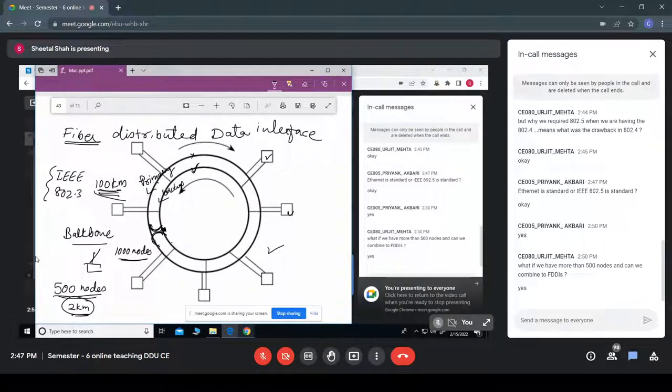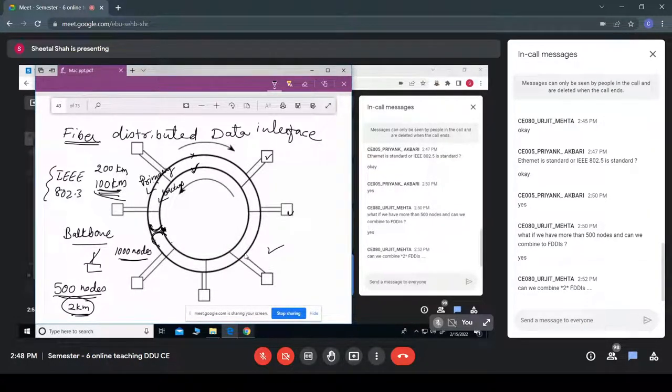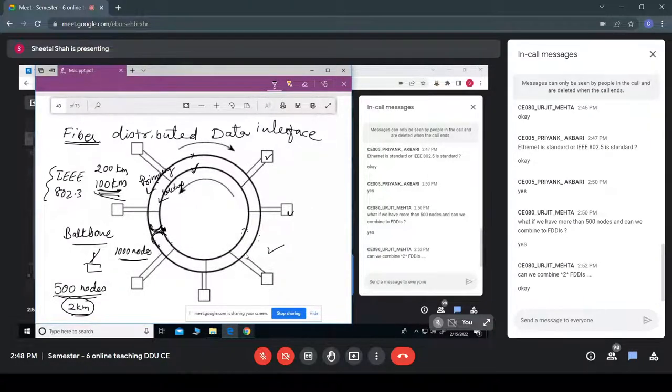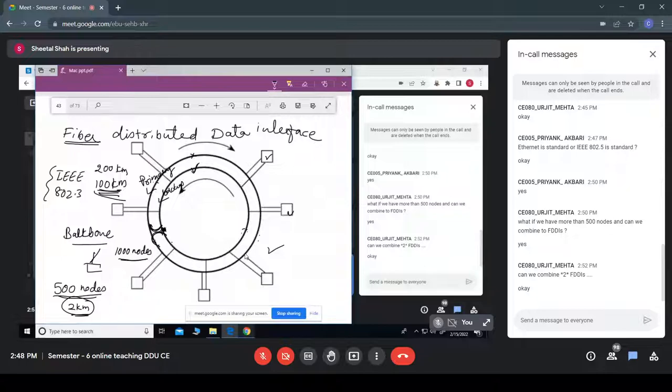And the maximum distance would be around 200 kilometers. Up to distance 200 kilometers we can enlarge our ring. Is it clear? Okay. Usually we are having a half duplex type of communication. Can we combine two FDDIs? There should be some repeater or some switch or some hub which can connect two FDDIs. We'll see how to connect two different LANs, etc. as we go further. Okay, fine.